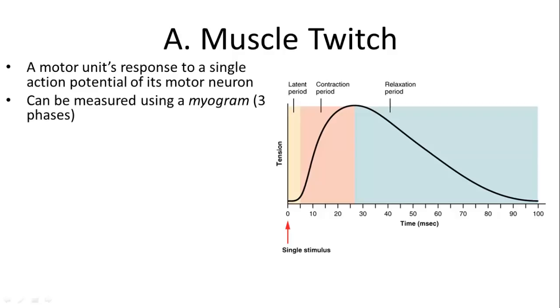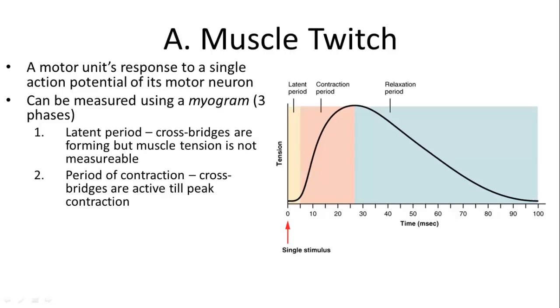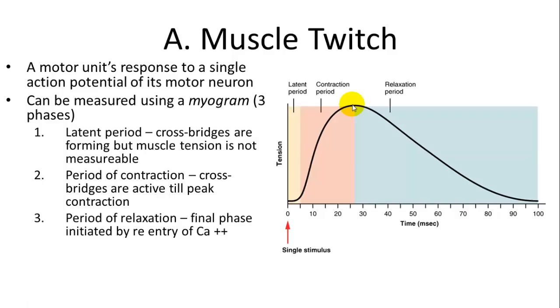And it can be measured using what's called a myogram. So here we have tension, so how much force, and the time on the x-axis. The latent period is where cross bridges are not yet formed, even though the signal has been sent, because it takes a little bit of time for that whole process to occur. The period of contraction then is where cross bridges are formed and ratcheting until you have a peak contraction. And then a period of relaxation will occur as that process resets, calcium's pumped back, acetylcholinesterase is at work.